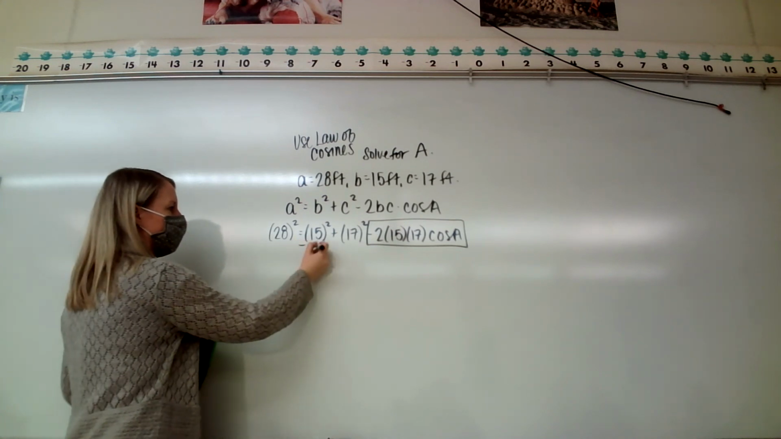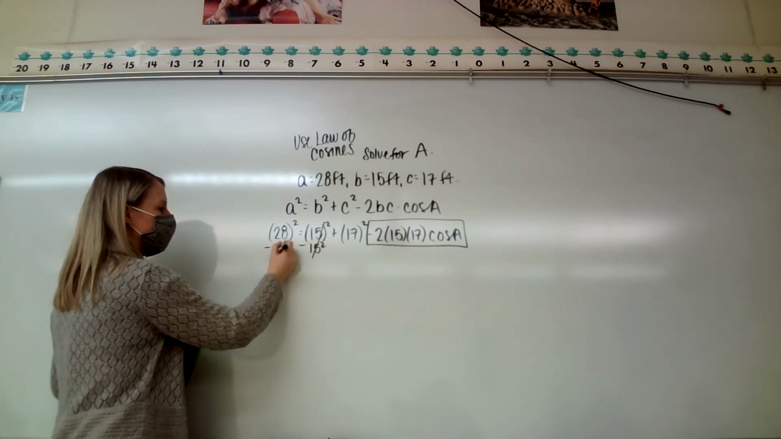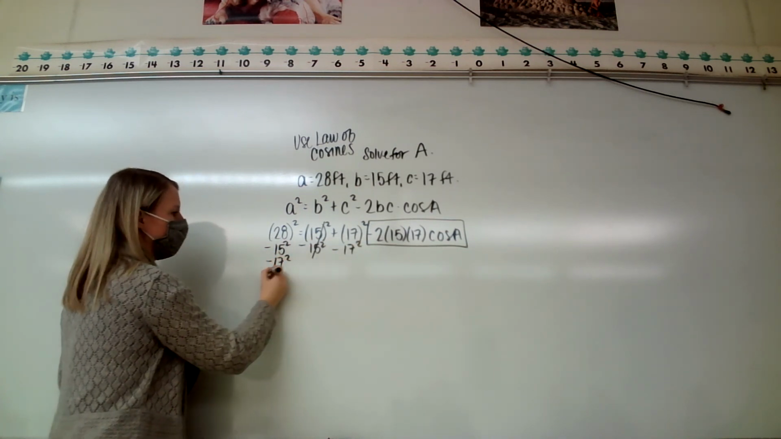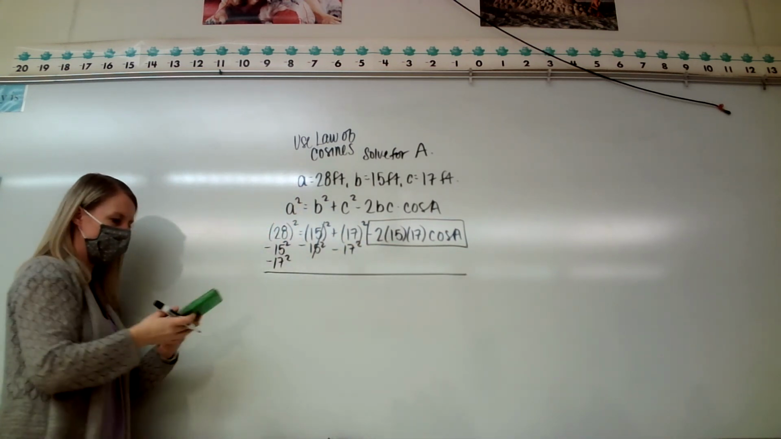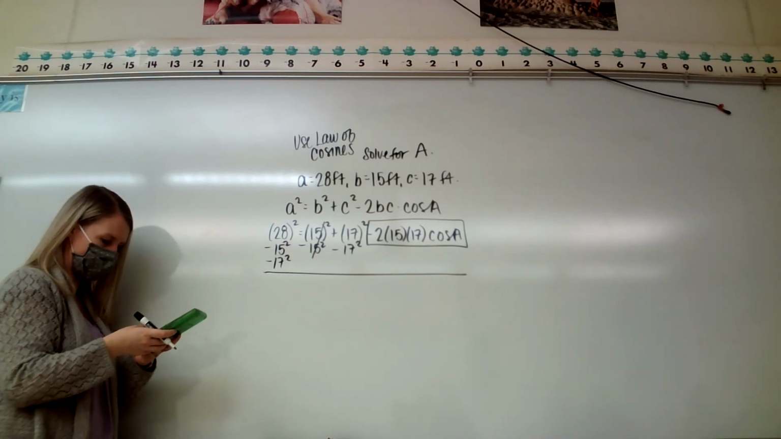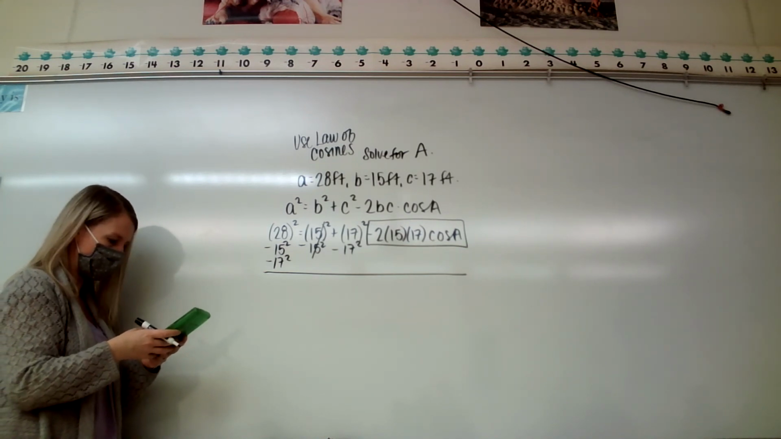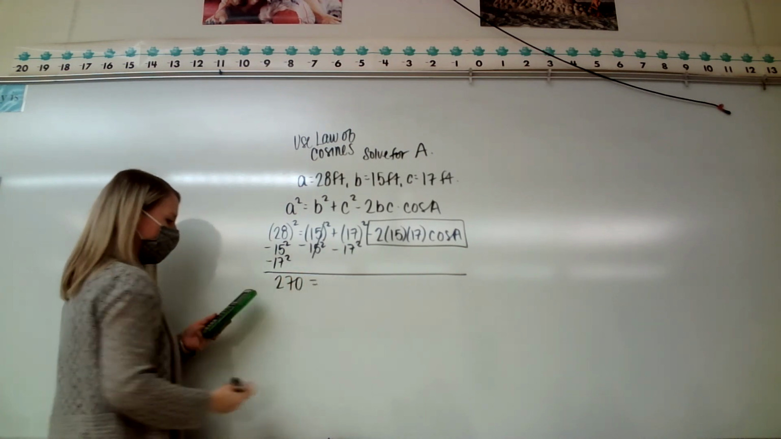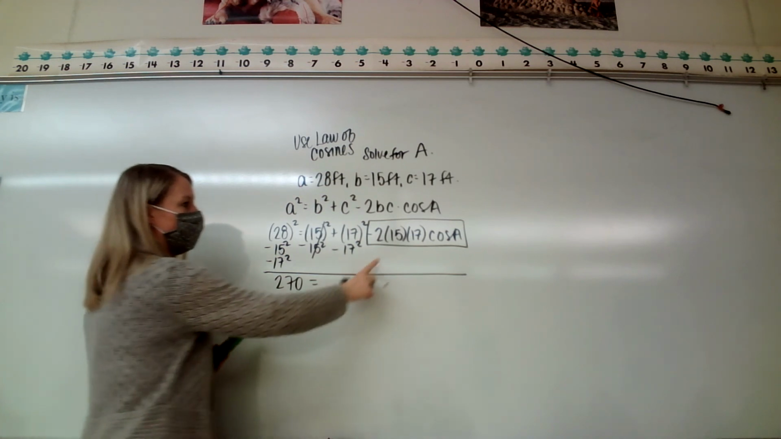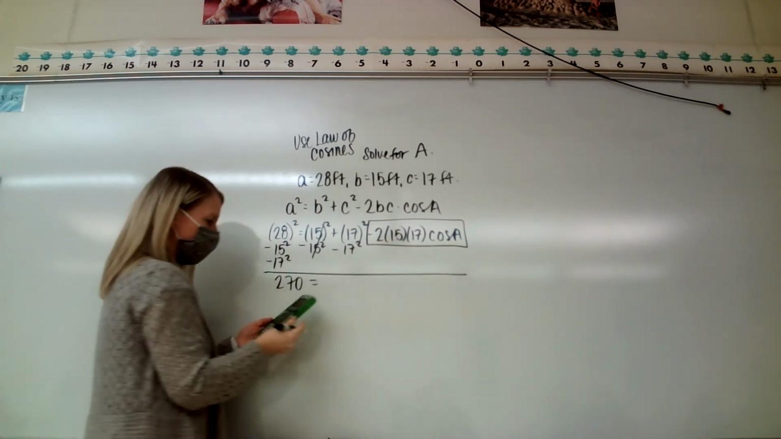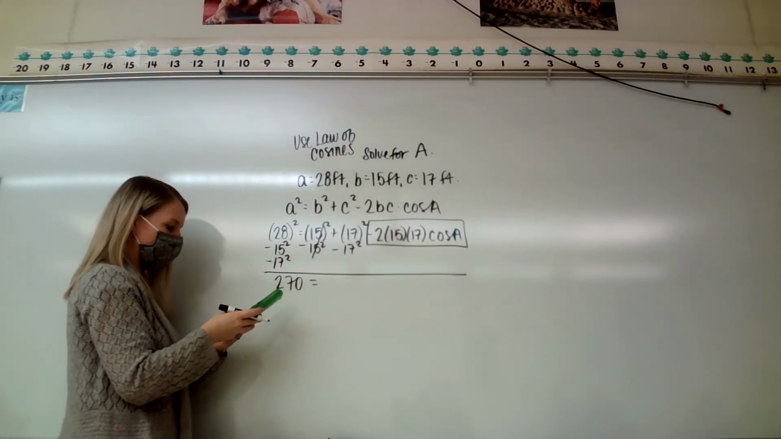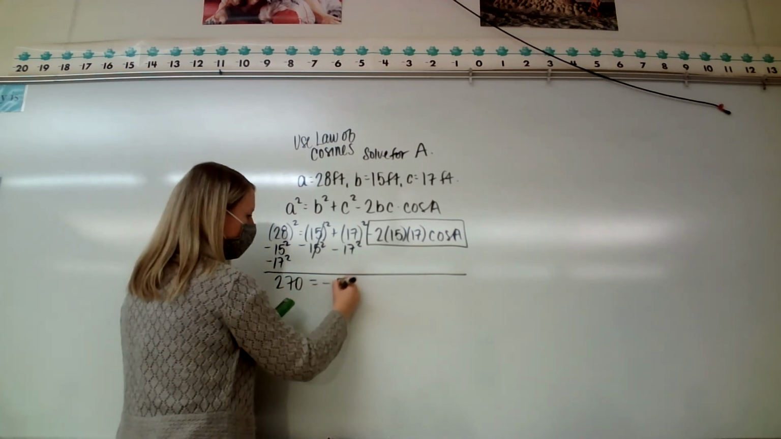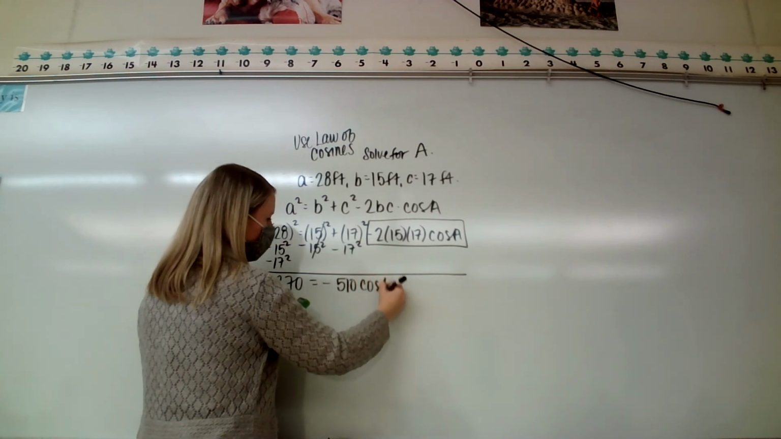And then I do the same thing every time. I subtract these to move them over. I can just do that math in my calculator, right? I don't want to do it by hand or even individually. That comes out to 270 equals. Now that I see that's all multiplication, I'm going to multiply those. Equals negative 510 cosine A.